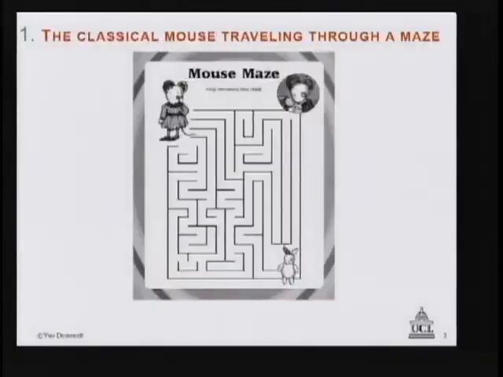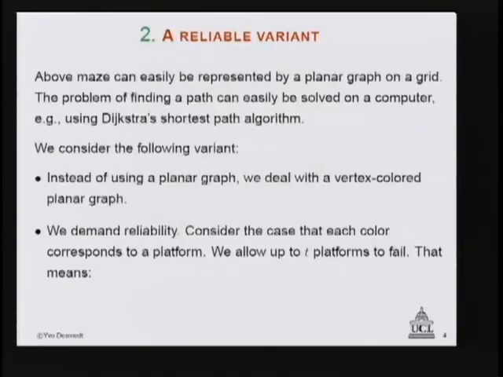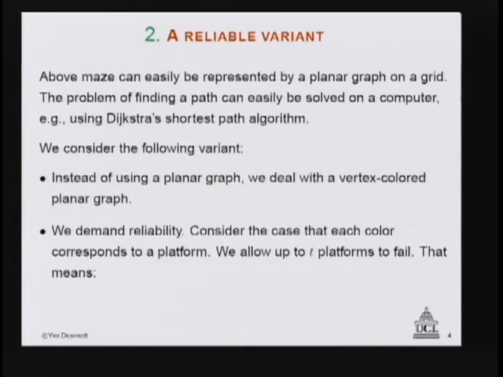This picture you have all seen. So you have a mouse, and the mouse basically lost something and wants to find the rabbit. And the question then is, how is the mouse going to travel through the maze? You have all seen these pictures and similar pictures. And evidently, if you look at this as a planar graph on a grid, then computers can easily solve this problem using, for example, Dijkstra's shortest path algorithm.